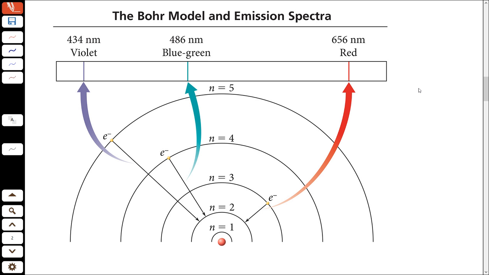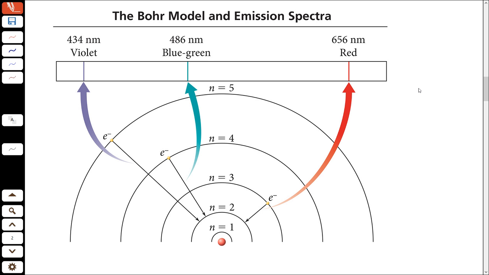And that explains the lines, because that means you're always going to get energy coming out at 434 nanometers when that transition happens. And so that explains this idea of atomic spectra, because now we say that the energy is quantized. There's only certain levels that it can go at. And this was a huge step forward also.